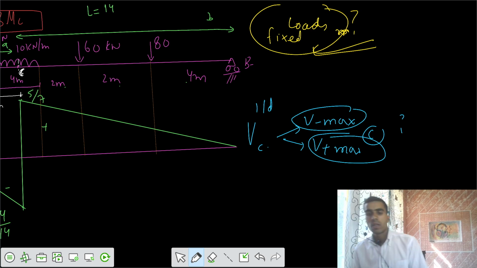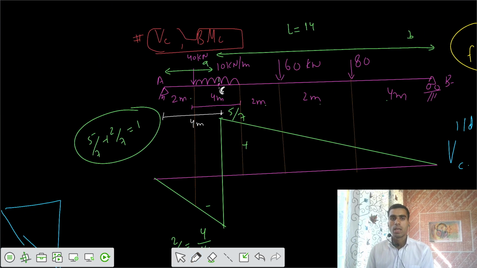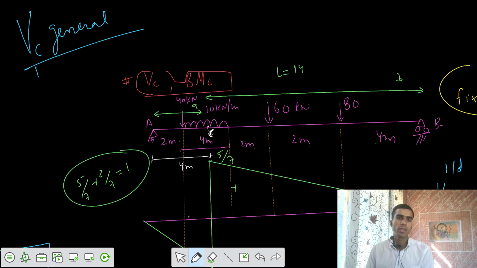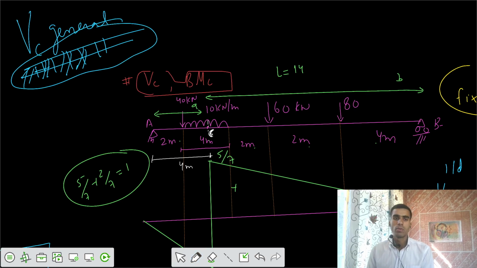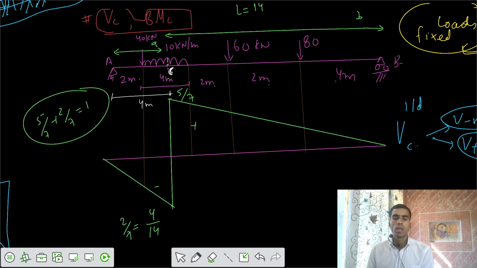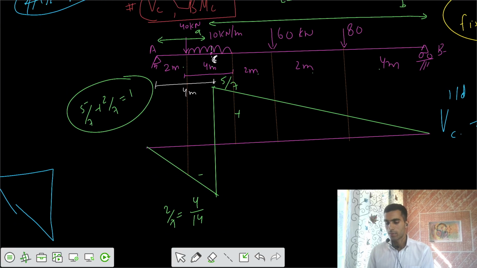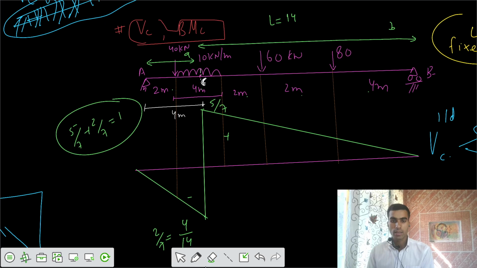But if the problem says solve for the shear force at C, that is talking about the general value. That means you calculate the entire net value VC, so you need to take all those loads and all those effects together. So let's get the ordinates.